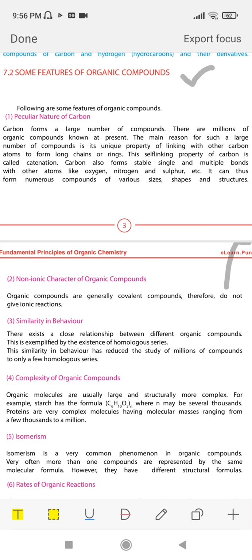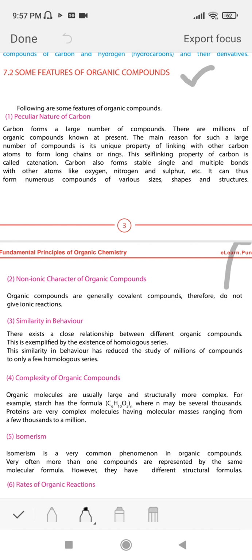What is the reason behind carbon compounds existing in such large number? The main reason is the unique property of carbon atoms to link with other atoms and with itself to form long chains or rings. This self-linking property of carbon is called catenation. Carbon forms stable single and multiple bonds with other atoms like oxygen, nitrogen, and sulfur. It can thus form numerous compounds of various sizes, shapes, and structures.